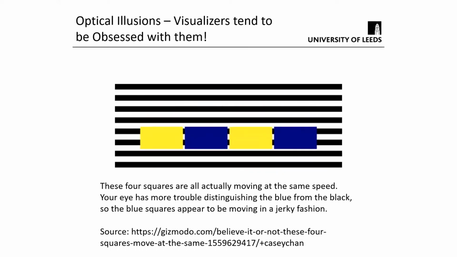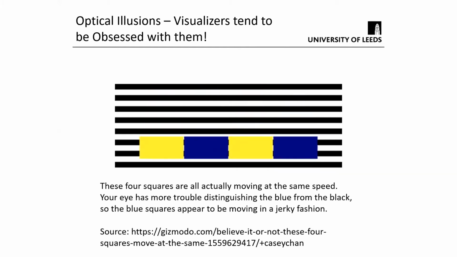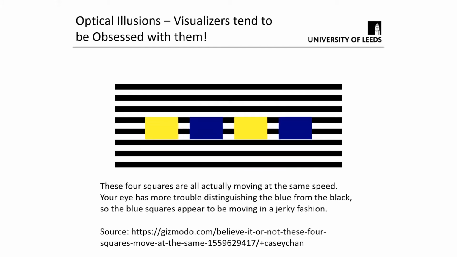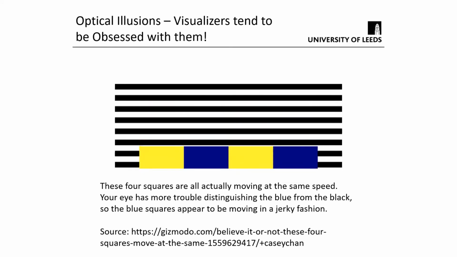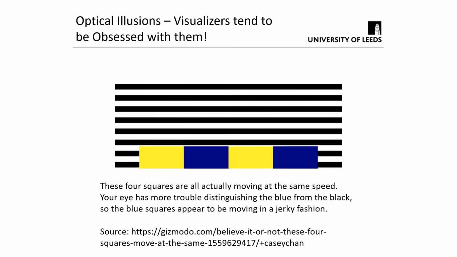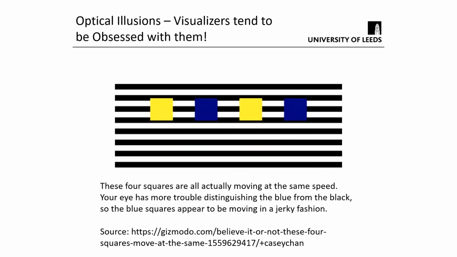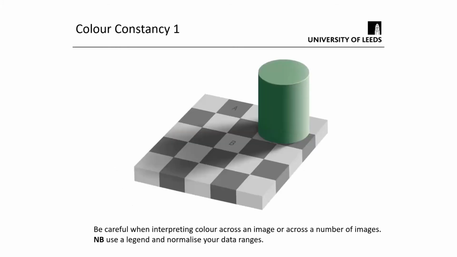They're all actually moving at the same speed, but blue and yellow are both different wavelengths, so they appear to be moving in a jerky fashion, but they're not. So if you've got something that looks a bit odd, try changing the color in your visualization. I will say Paraview and the visualization community have put a lot of effort into defining what the best possible color maps are. So the color maps that come with Paraview are particularly good, and you shouldn't see anything.